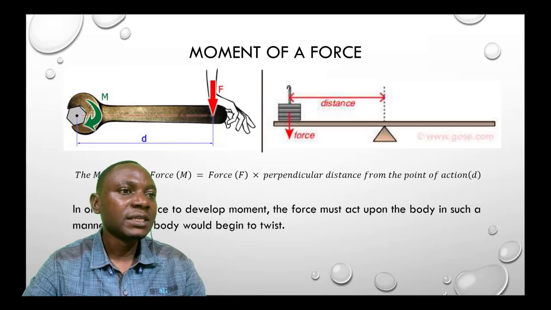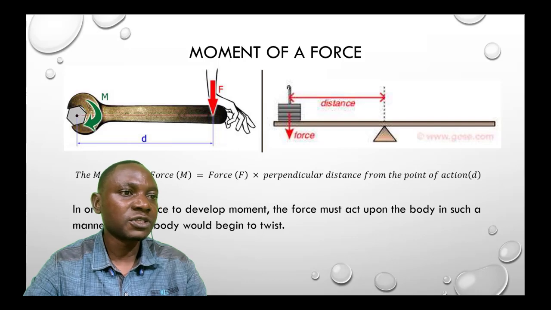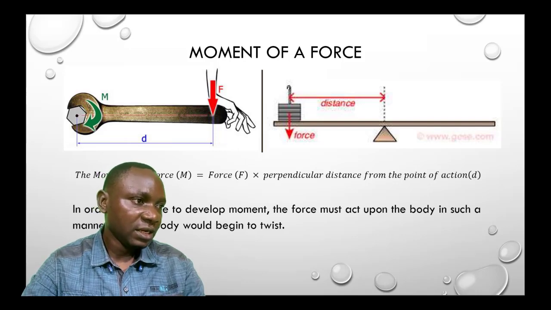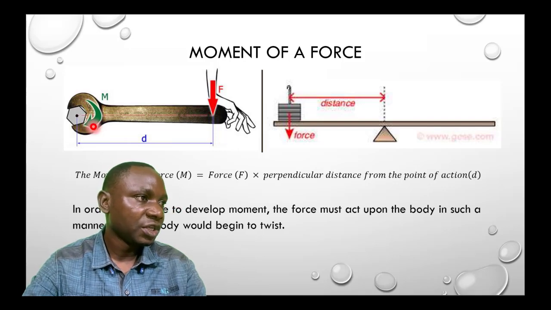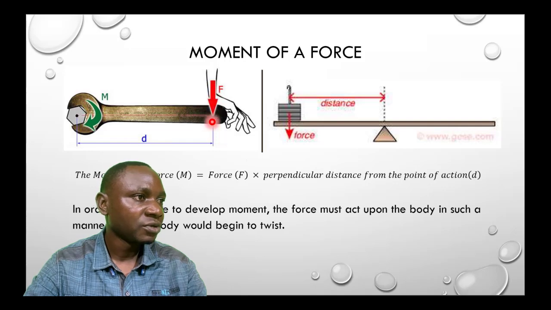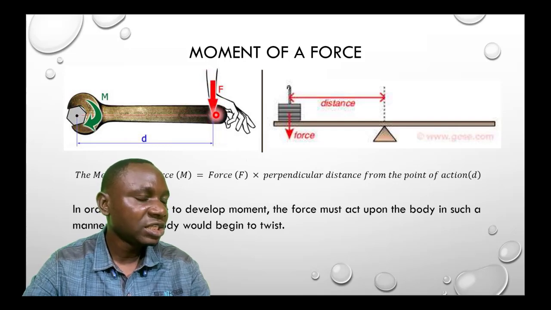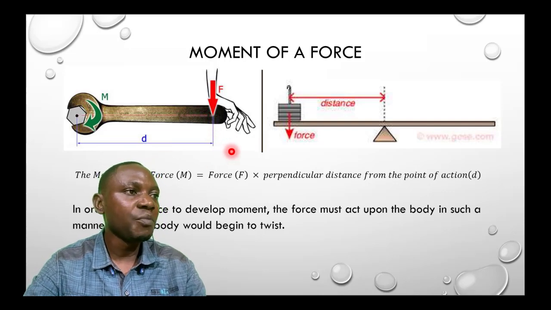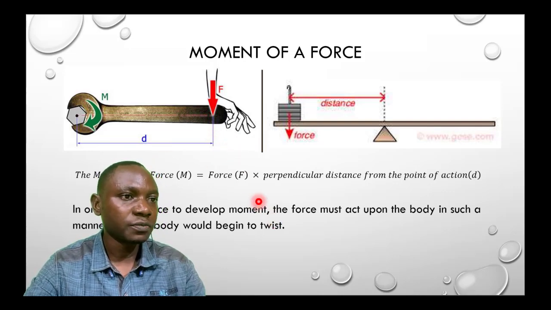A moment is the turning effect of a force around a fixed point that is called pivot. Now, you see on the screen, at this point, this is a fixed point, this is what is called pivot. A force is acted upon this spanner. Now, when this force acts on this spanner, it begins to twist. Now, when it begins to twist, we say a moment of force has occurred.